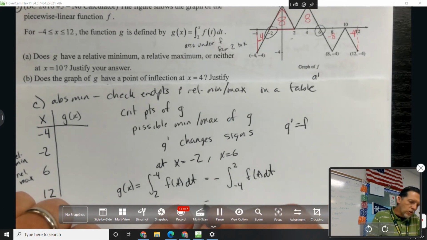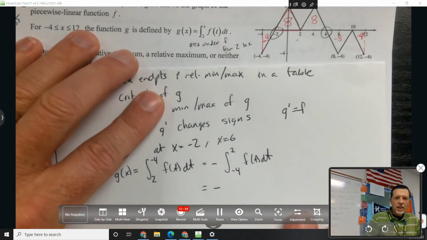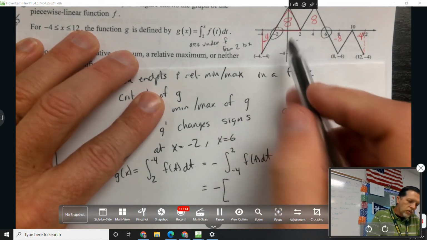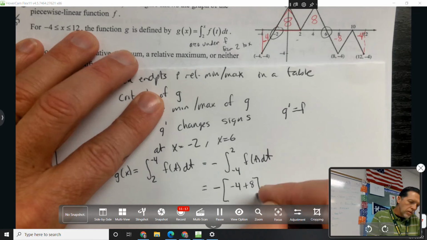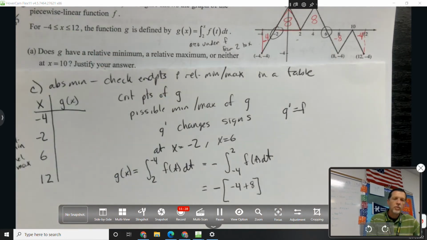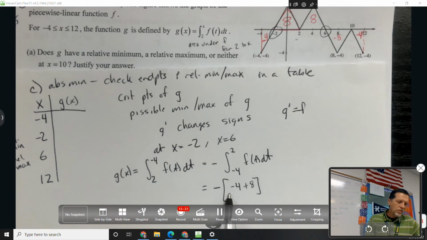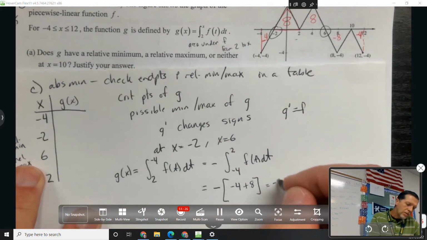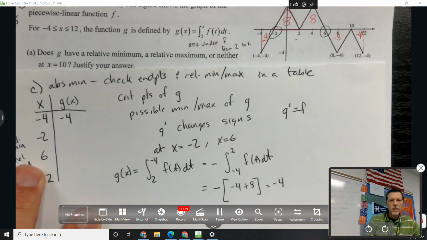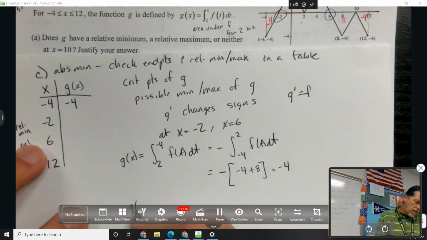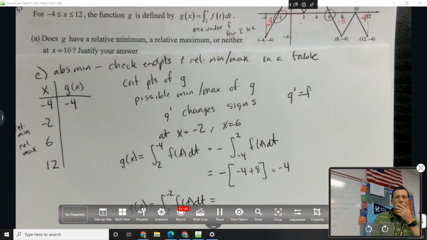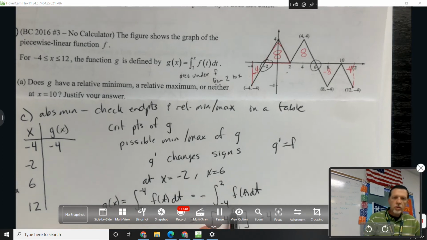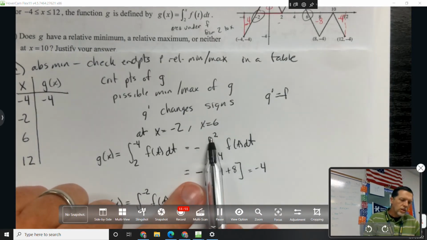Okay, so from -4 to 2, I've got -4 plus 8 with the negative out front. Let's be careful here. 8 minus 4 is 4, but a negative on there gets me -4. Alright, the integral from 2 to -2. Where did you get the 8 from? I'm looking, I want the area from -4 to 2. Oh, from 2. Never mind.